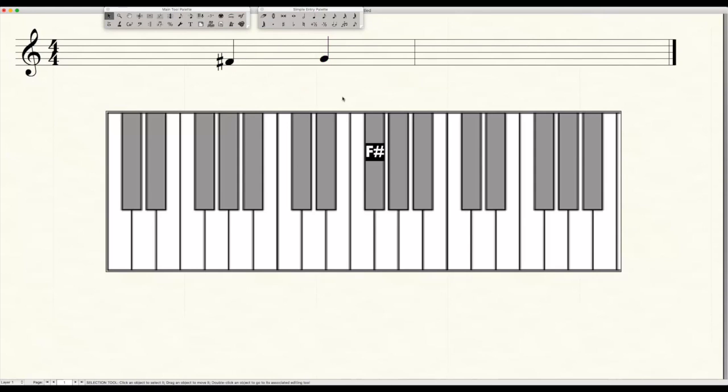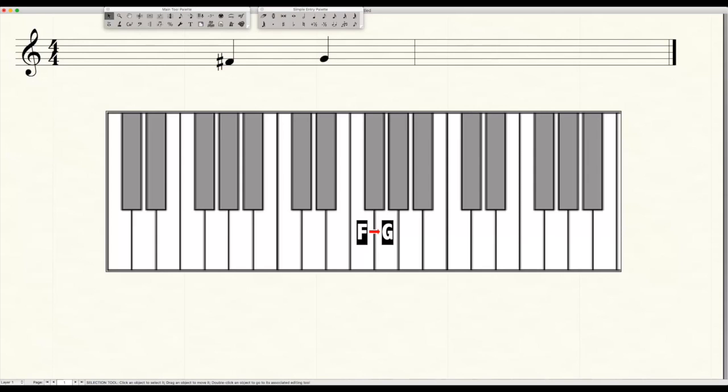F sharp to G. These two notes are adjacent. You cannot fit another note in between these two notes. Okay? So that is a half step. You've made one half step from F sharp to G. That is also known as a minor second. A minor second is the smallest interval you can have in our Western system. So, half step and a whole step.